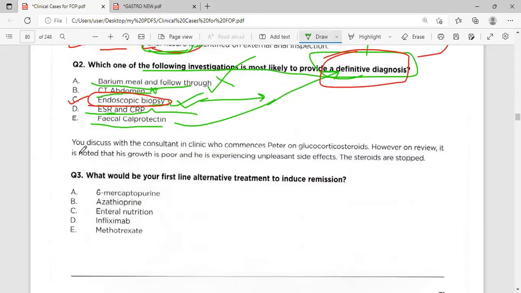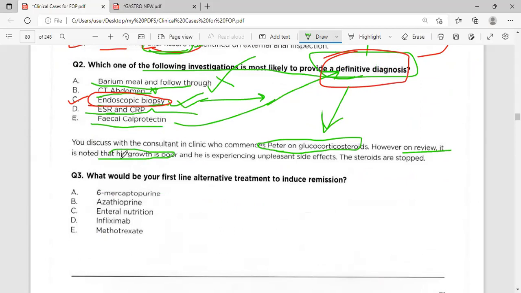Okay. Next, you discuss with the consultant in the clinic, who commences Peter on glucocorticoids. So this is a case of Crohn's disease, and we are treating the patient with glucocorticoid. However, on review, it is noted that his growth is poor and he is experiencing unpleasant side effects. The steroids are stopped. What would be your first line alternative treatment to induce remission?